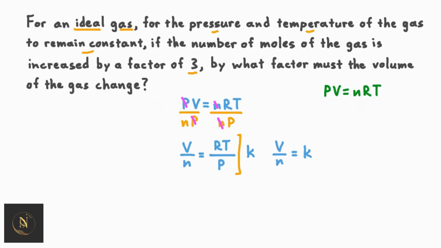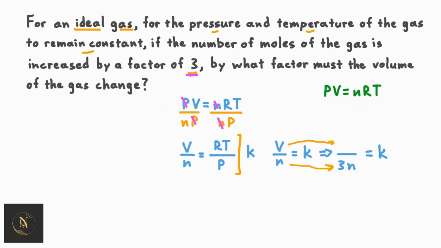In our situation, we're told that the number of moles of the gas, that's N, is increased by a factor of 3. In other words, what was N now has become 3 times N. We want to know by what factor the volume V must change along with the change in N so that the ratio of these quantities is still equal to the constant K.